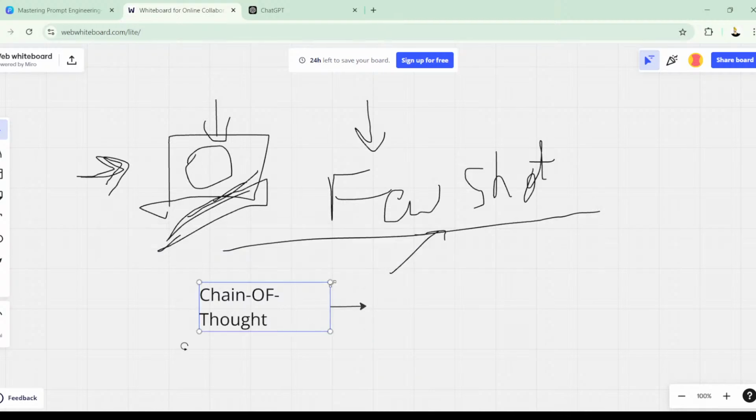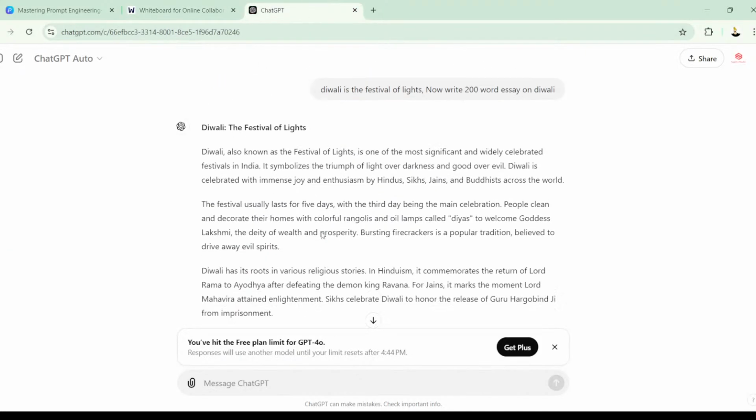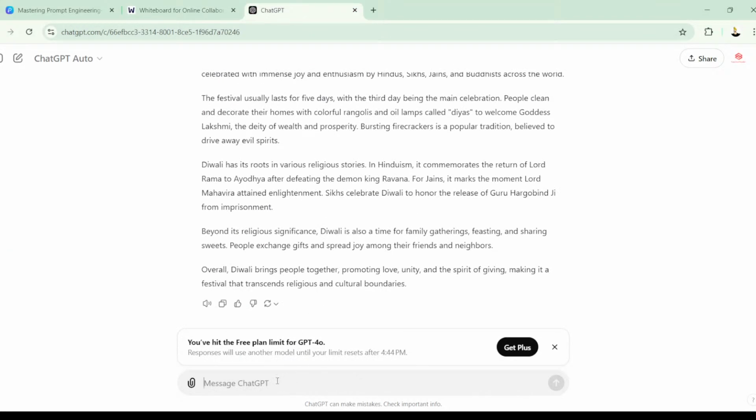Chain of thought prompting. This type of prompting is a technique where you guide the AI to think step by step, breaking down the reasoning process into logical parts. This approach helps the AI provide more detailed and reasoned output, right? For example, this can also be used for complex problems, right?